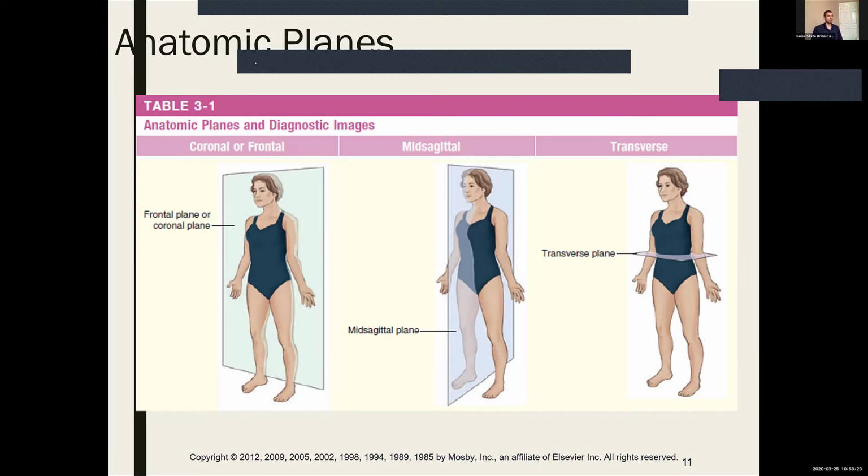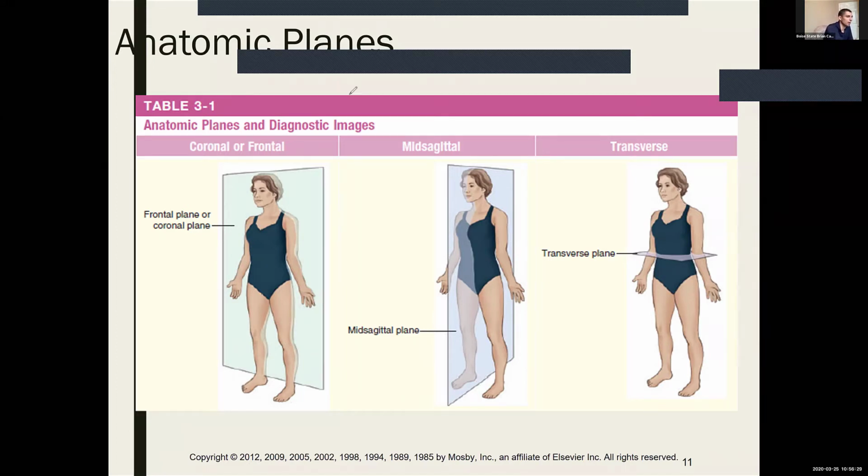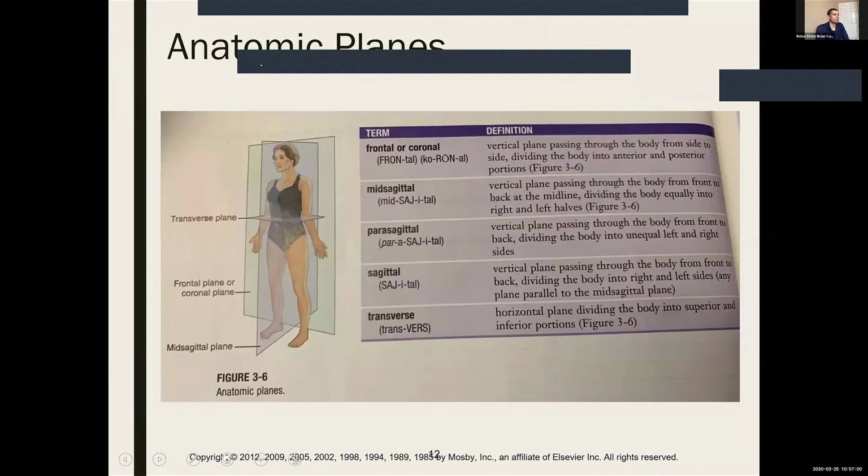So how do I know what those actually are quickly and easily? Frontal plane, front to back, also known as coronal. Nothing to do with the coronavirus, but coronal meaning front. Mid-sagittal would be right to left separation, and then transverse plane would be top to bottom separation. That's just an easy way to learn those.